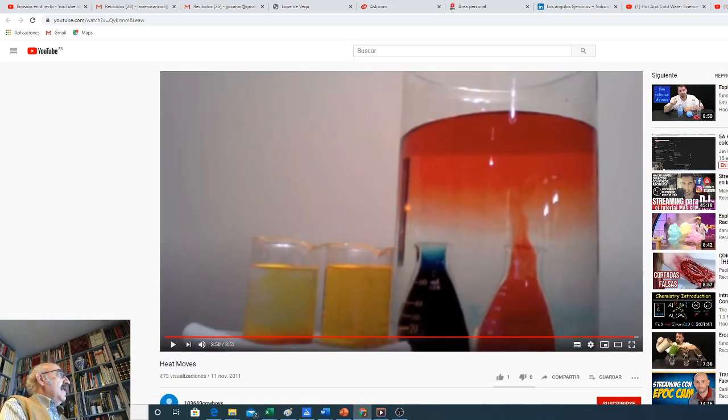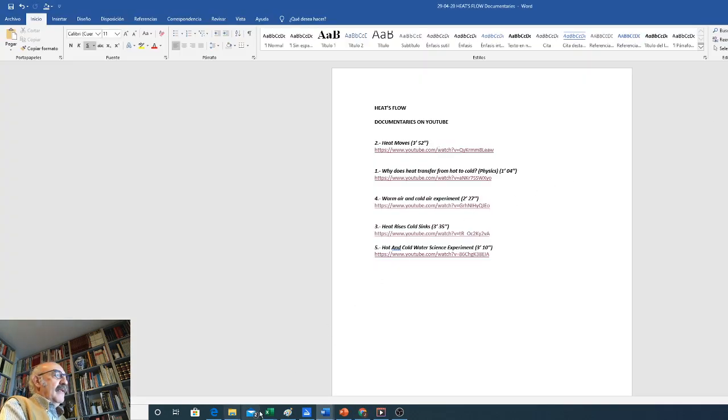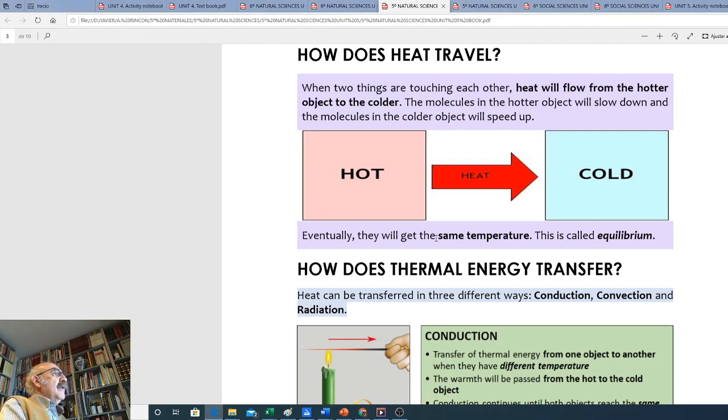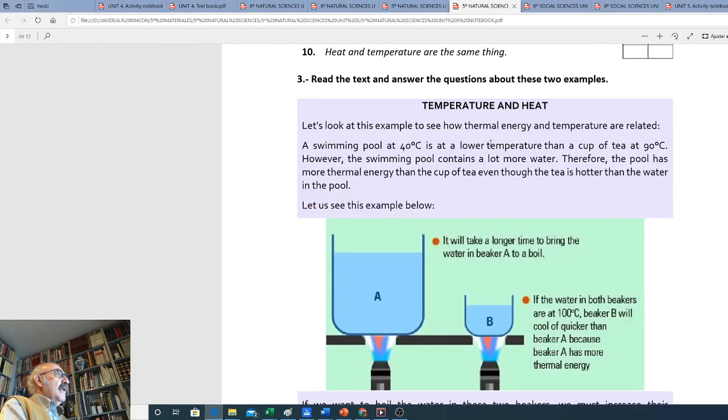And now let's go to our text and go please to the exercise section. And you have there the other day this exercise. So we want to do it because not all of you did it correctly. So, this reads: read the text and answer the questions about these two examples.